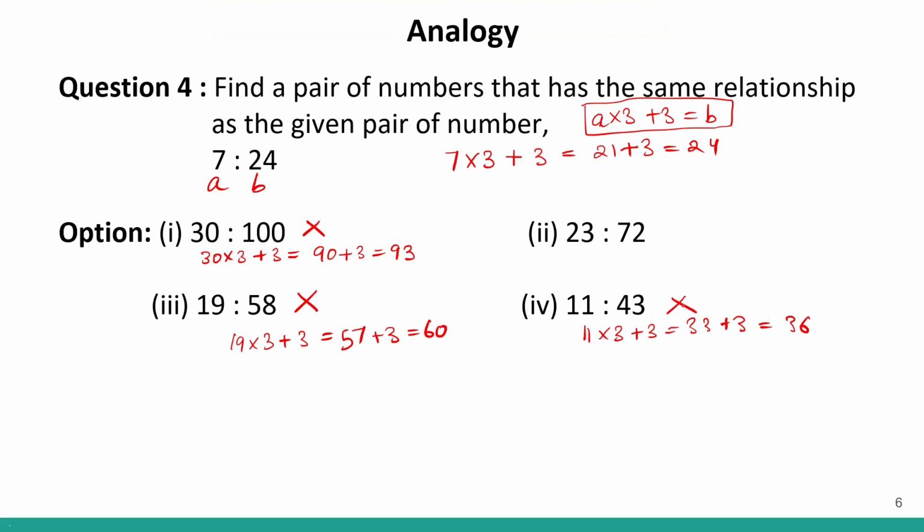So not correct. Let us check for 23. 23 into 3 plus 3. 3 into 3, 9. 3 into 2, 6. Plus 3 will give me 72. So this one is the one that follows the same logic. Therefore, answer will be option number 2. 23 is to 72 bears the same logic as the pair given in the question.